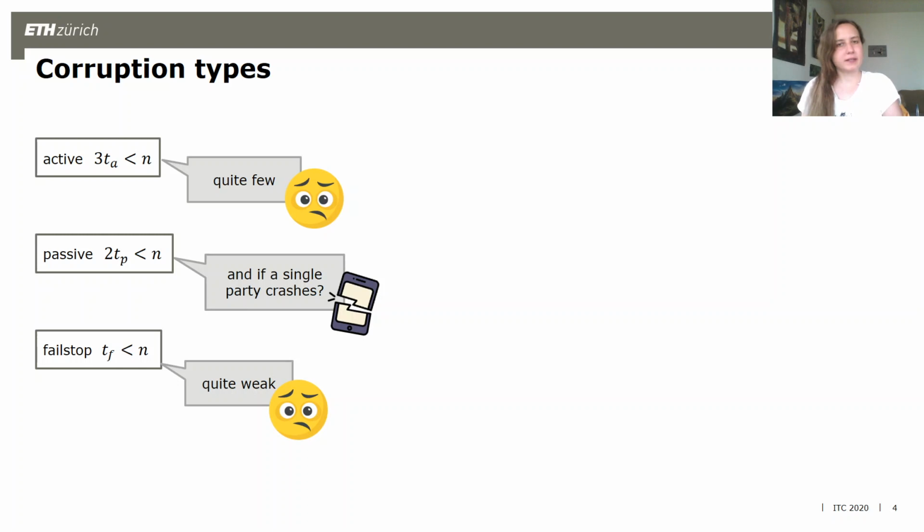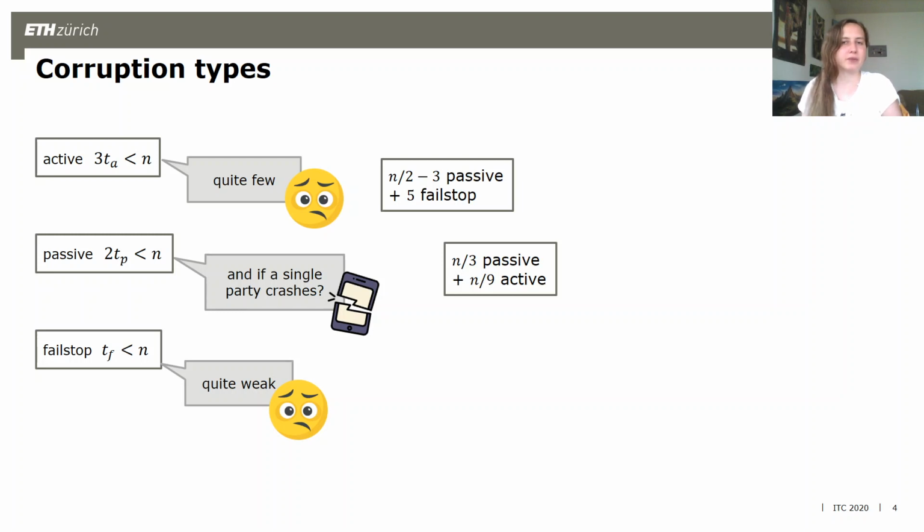So all of these settings have advantages, all of them have disadvantages, and so you might find it hard to choose which one is good for your particular application, and maybe something in between would be better. So what if we could have a protocol that tolerates a bit less than n over 2 passive corruptions, but at the same time, a couple more fail-stop corruptions? So still, if someone crashes, we still have security.